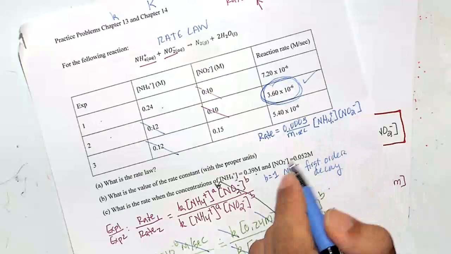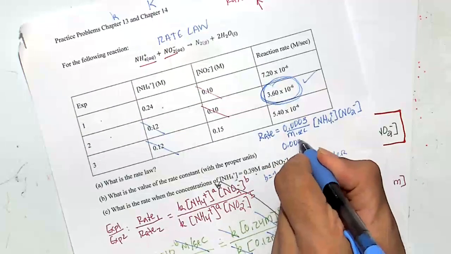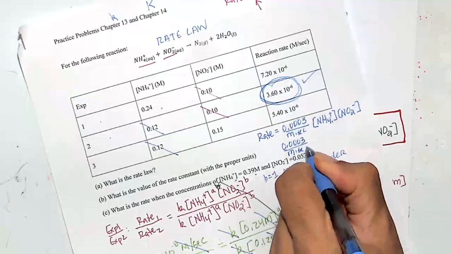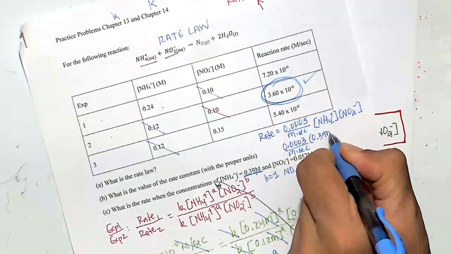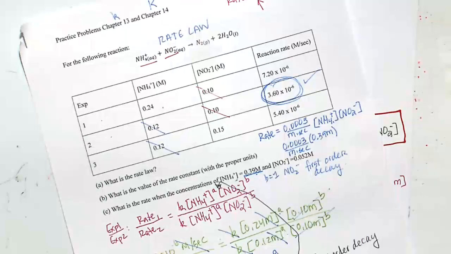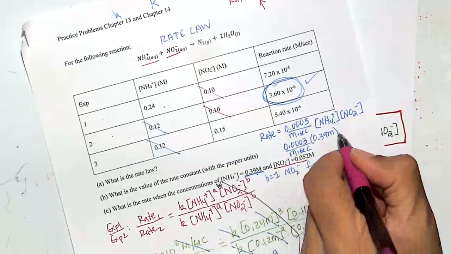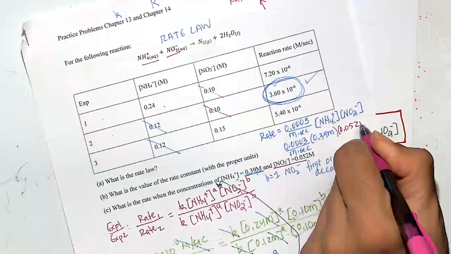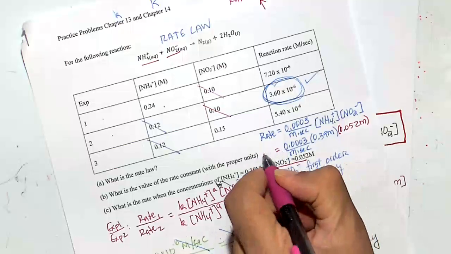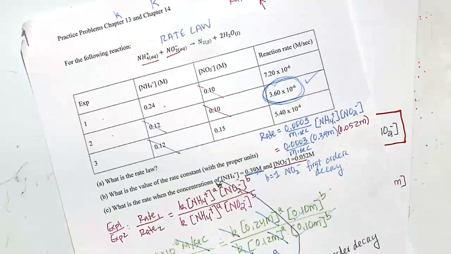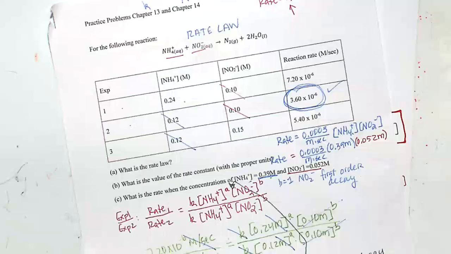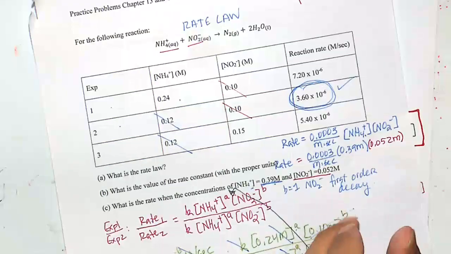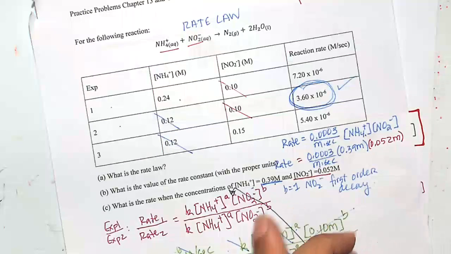Alright, so we're going to plug in NH4+ here, 0.39 molar raised to the 1 power. And then we'll plug in NO2- 0.052 raised to the 1 power. So this should equal the rate. Remember, rate means how fast. You can think of rate as meaning speed of the reaction, not in miles per hour, but in molarity per second.